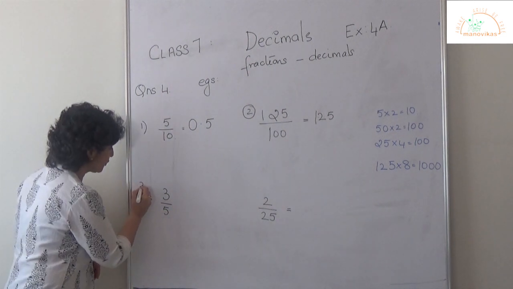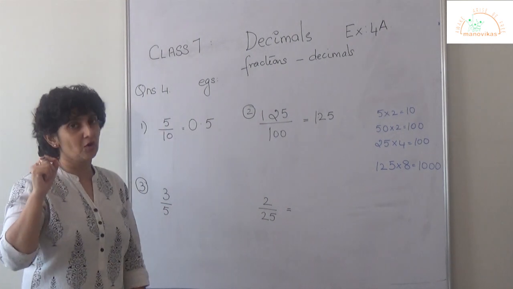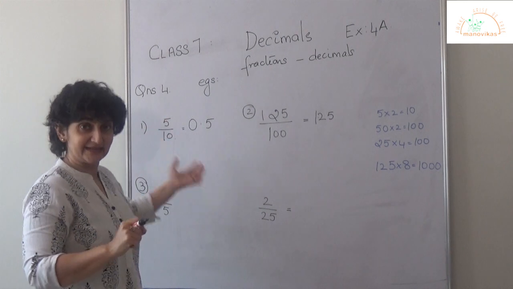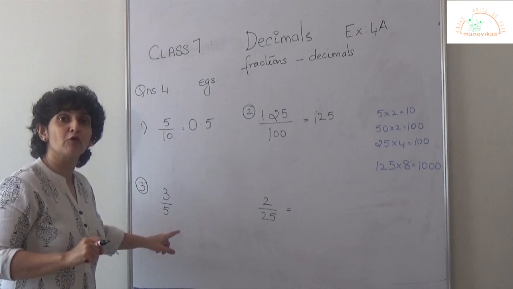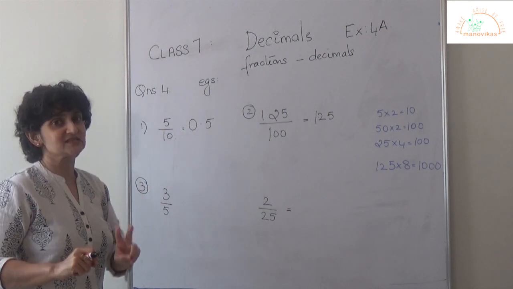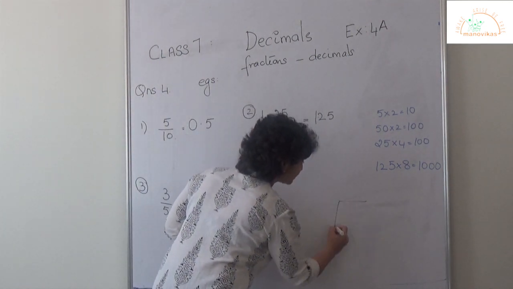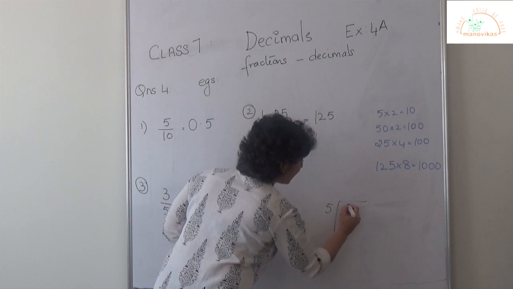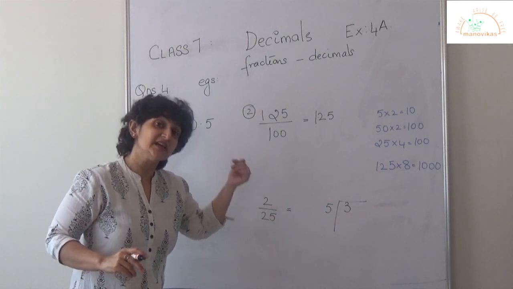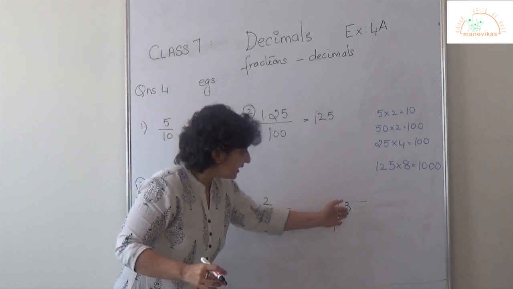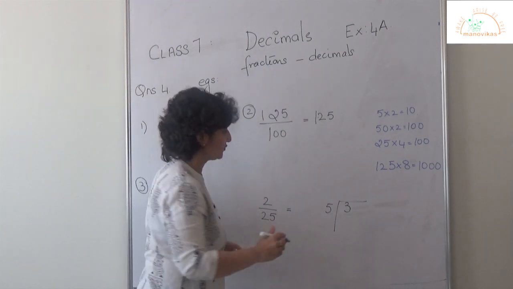Now, let's come to example 3. My sum is 3 upon 5. Now children, I don't have 10, 100 or 1000 in my denominator. So how do you think you're going to do this? You have 2 ways of understanding this. In your rough column, you can divide, children. You can take 5 and you can take 3. So 3 becomes your dividend, 5 becomes your divisor. Remember, dividend is inside, divisor is outside. Please do not confuse this.